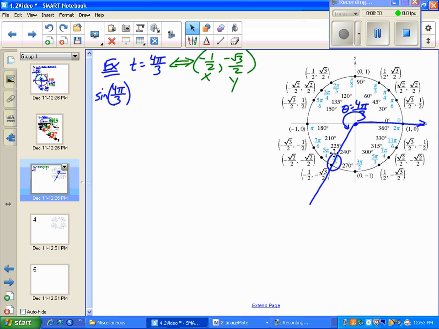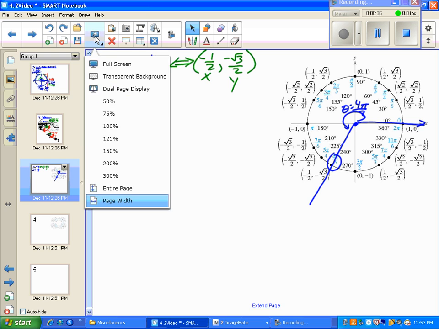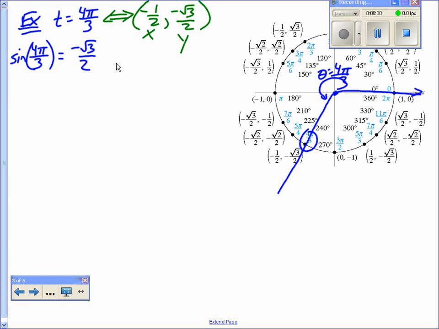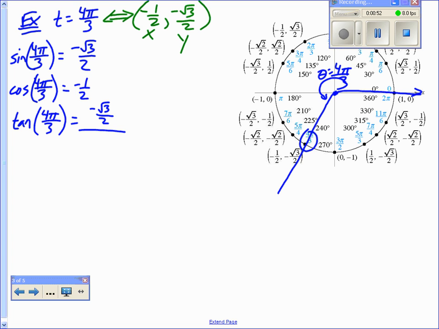So we're going to say the sine of 4 pi thirds is the y value, negative root 3 over 2. That's real easy. Let me blow this up a little bit. Sorry about that, I forget that sometimes. Cosine of 4 pi thirds is the x value, so negative a half. The tangent of 4 pi thirds is sine over the cosine, and we go ahead and simplify that.